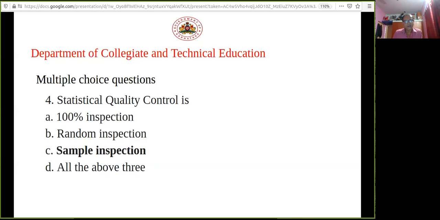So here we are not taking random inspection, because we go for random inspection only in the case of acceptance sampling. Statistical quality control is a sample inspection. Here we are going to select the sample. It is not 100% inspection, it is not random inspection, and it is not option D, that is, all the above three. So it is a sample inspection. That is the fourth objective type multiple-choice question.